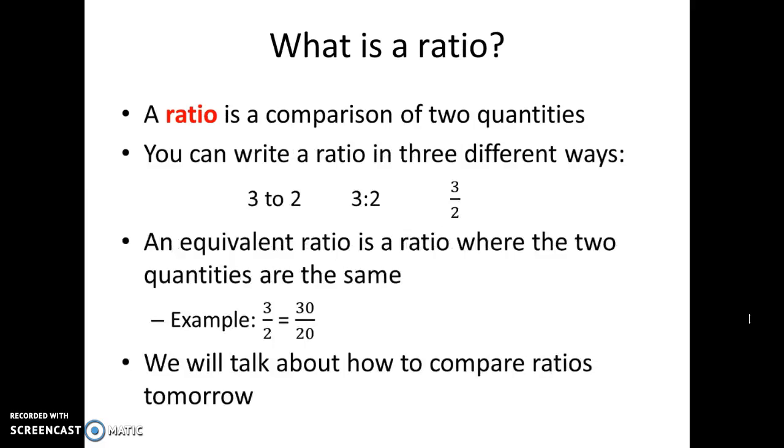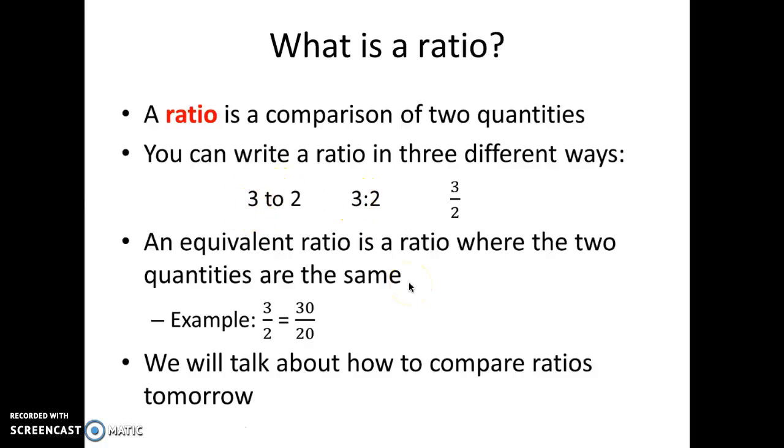So I showed this today in class, but a ratio is a comparison of two quantities. Just like what we did today with our shadow activity, we compared our shadow height to our actual height. And we can write a ratio in three different ways. We can write it using the word to, we can write it with a colon, or we can write it as a fraction. If you notice the fraction, the 3 is in the numerator because it comes first in the colon and it comes before the word to.